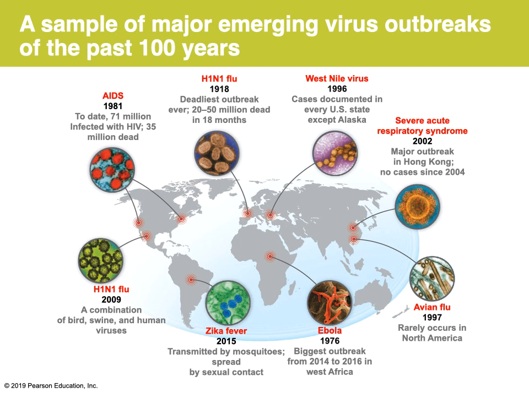So here's just a sample of some of the emerging virus outbreaks over the last century. Right, so things like Zika and AIDS, various H1N1 influenza, the West Nile virus, SARS, which is severe acute respiratory syndrome, and avian flu, and of course Ebola, right? So they're out there, and we have to learn how to deal with them.